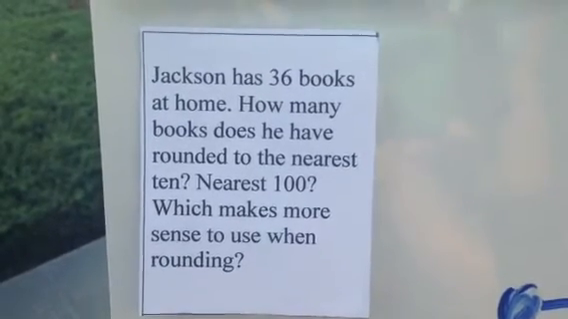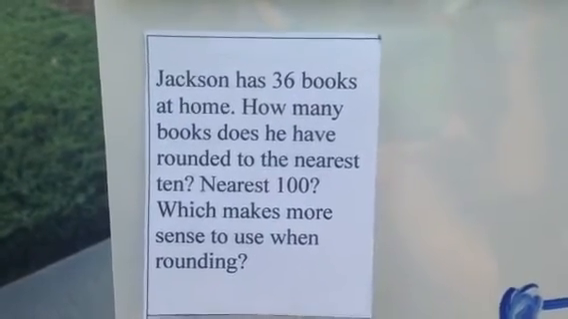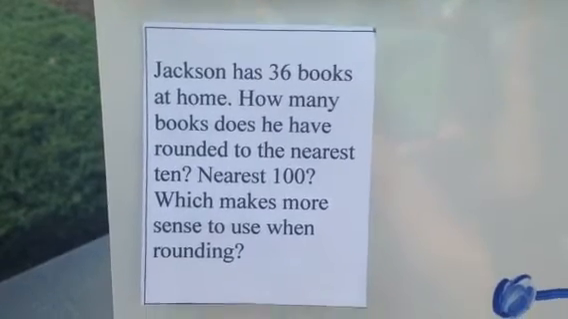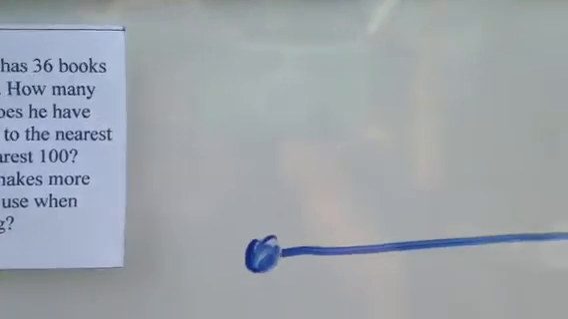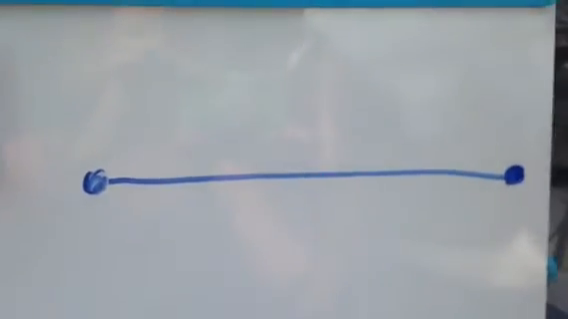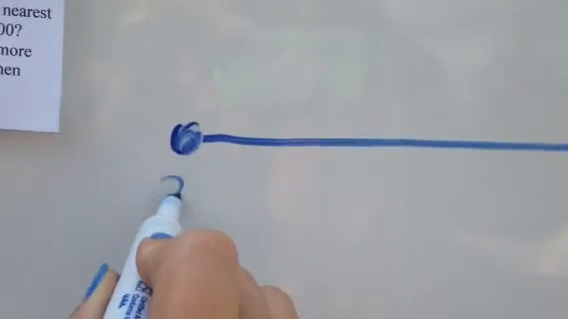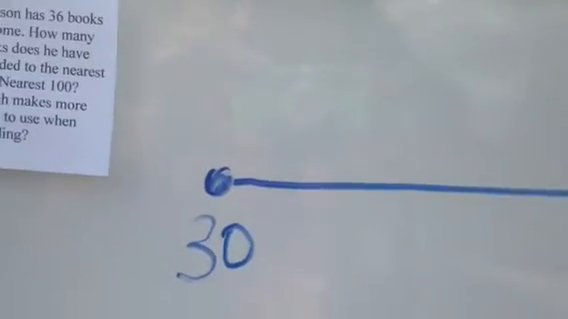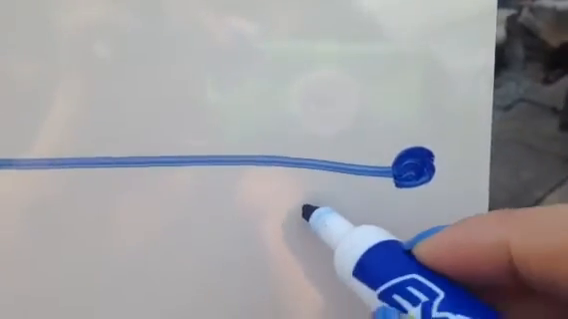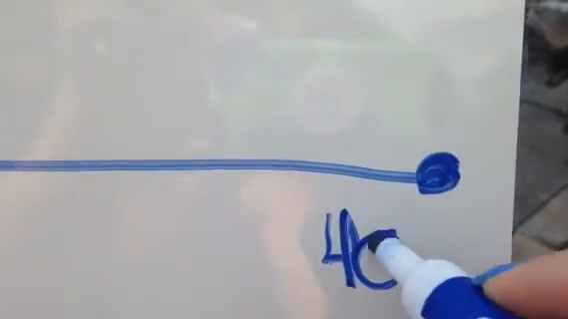Which makes more sense to use when rounding? Well, first let's just do the first part of that. How many books does he have rounded to the nearest 10? Well, at first I'm going to use a number line. The number is 36. I know 3 tens is 30, so I know that my first benchmark number will be 30. When I count by tens, 30, 40 comes next. So my second benchmark number is 40.